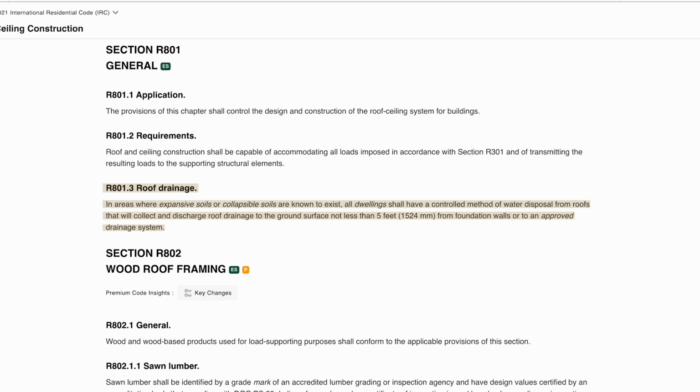In areas where expansive soils or collapsible soils are known to exist, all dwellings shall have a controlled method of water disposal from roofs that will collect and discharge to the ground surface not less than 5 feet from foundation walls or to an approved drainage system.